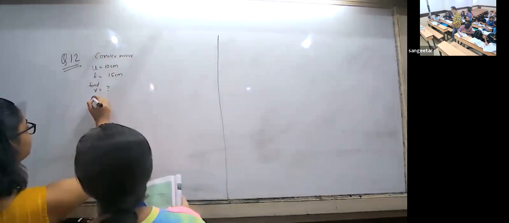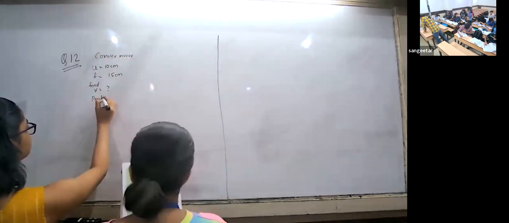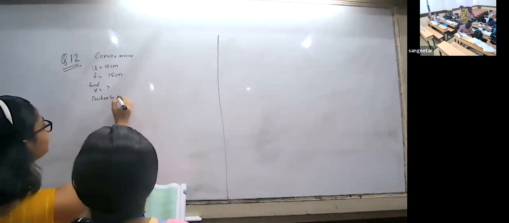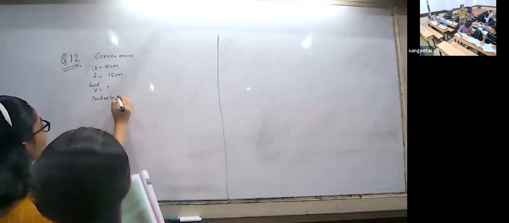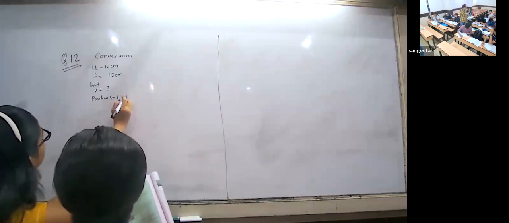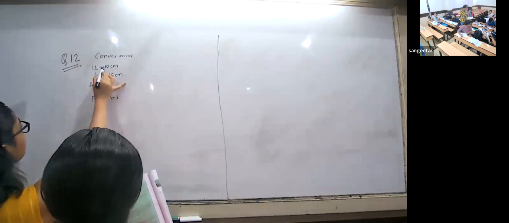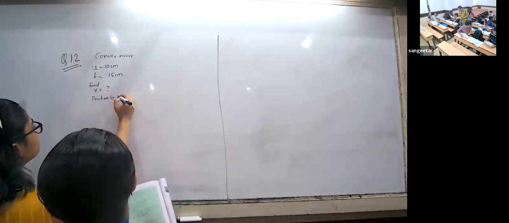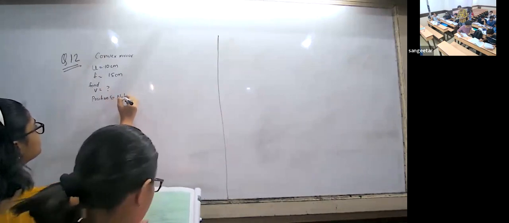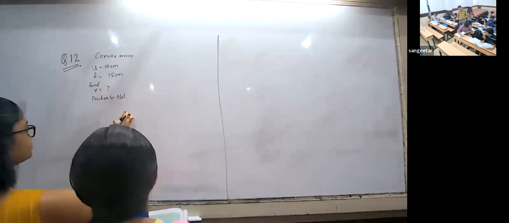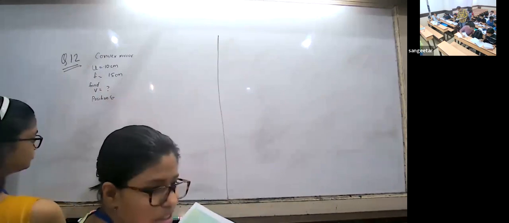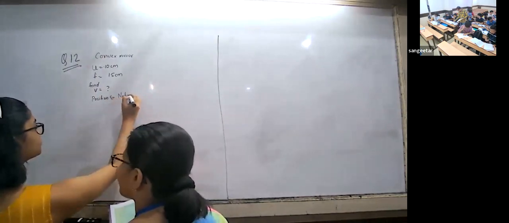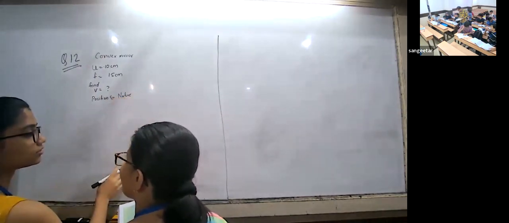Wait a minute. Let me read the question. An object is placed at a distance of 10 centimeters. Find the position and nature of the image. So position, nature. Nature is asked. Nature is real or virtual.